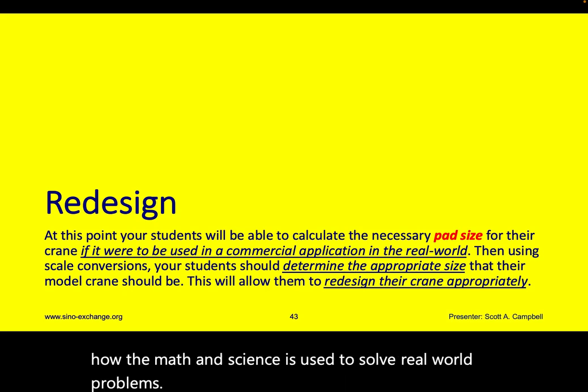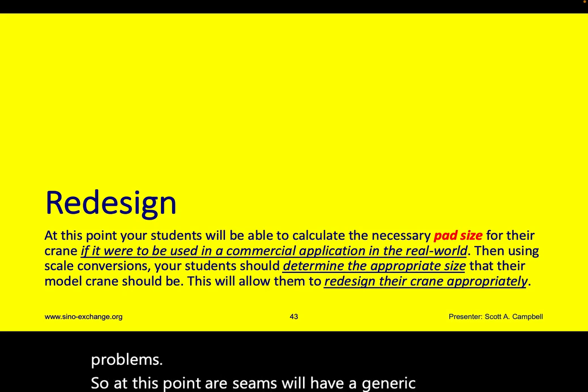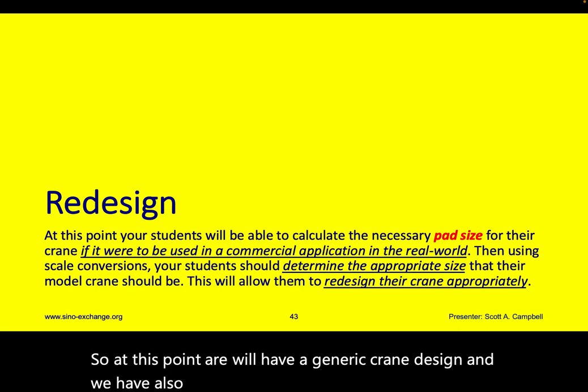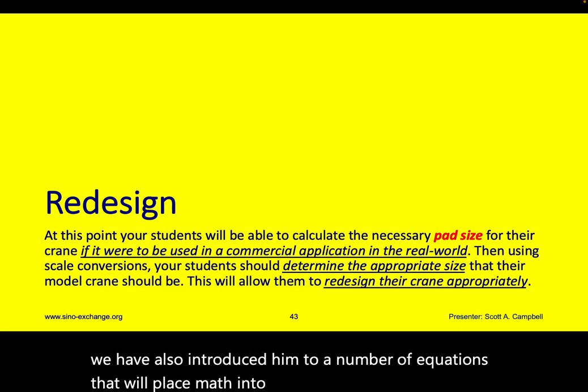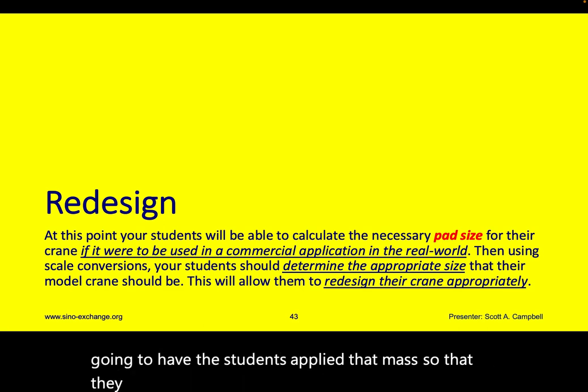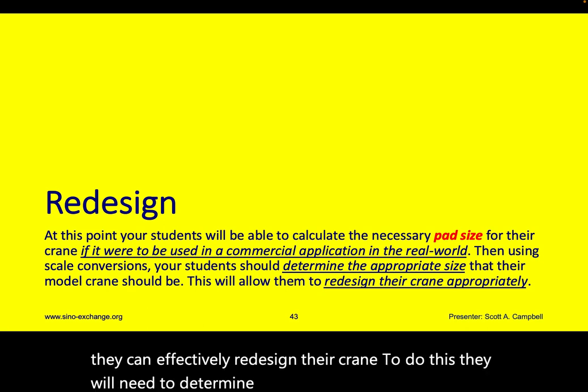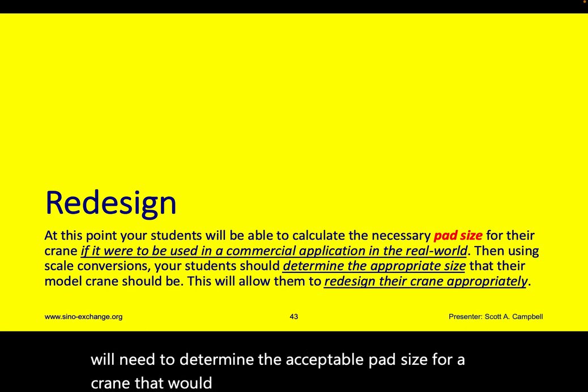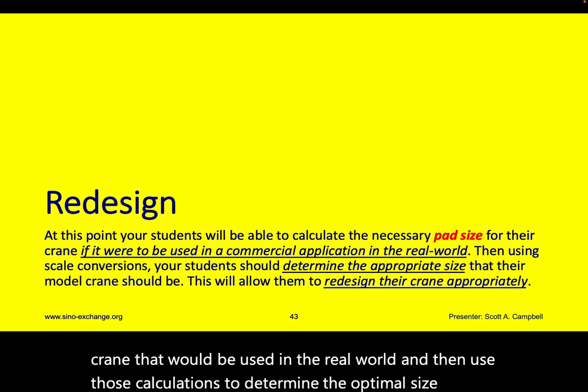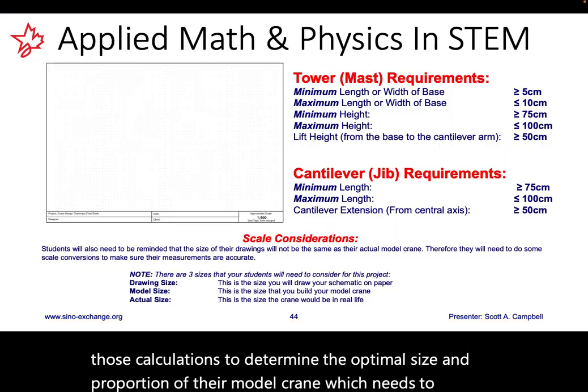So at this point, our students will have a generic crane design, and we have also introduced them to a number of equations that will place math into a real-world context. Now we're going to have the students apply that math so that they can effectively redesign their crane. To do this, they'll need to determine the acceptable pad size for a crane that would be used in the real world, and then use those calculations to determine the optimal size and proportion of their model crane, which needs to be built at scale.